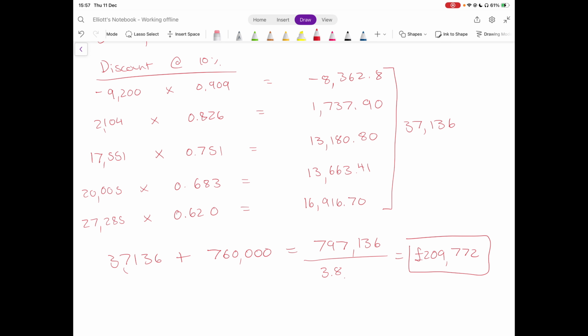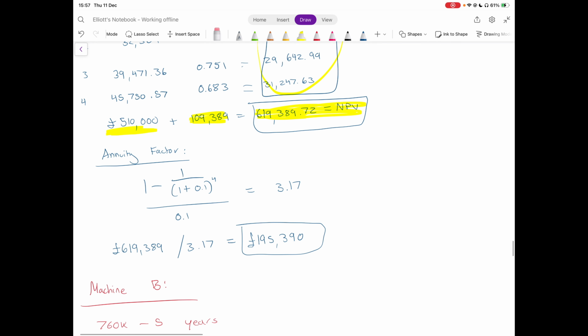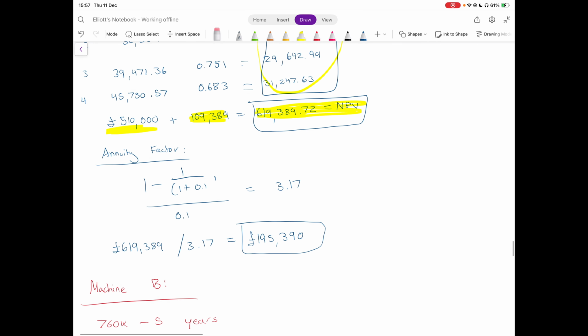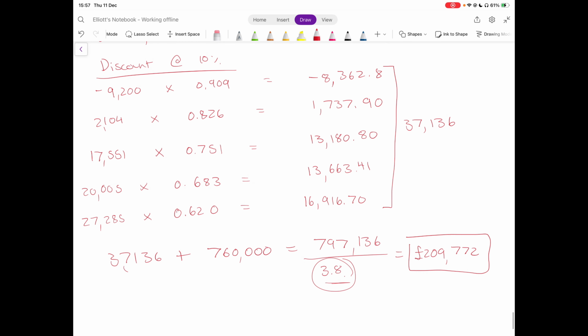So based on this, machine B's equivalent annual cost is 209,772. Note here that the annuity factor is different because if we look back at the formula, the only thing that would change would be the 4 would be a 5, so you get 3.8 instead of 3.17, which gives you £209,772.